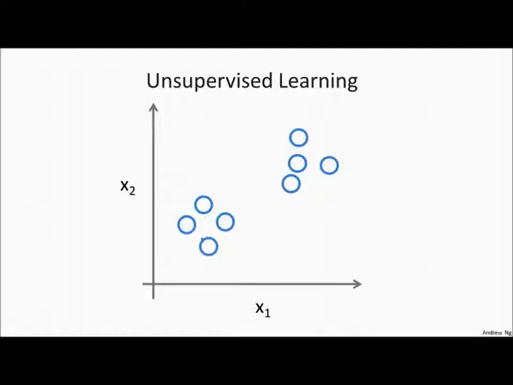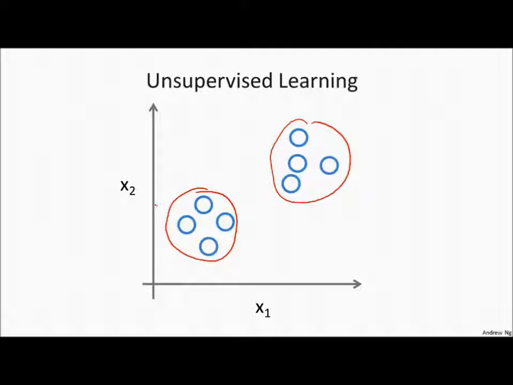Given this data set, an unsupervised learning algorithm might decide that the data lives in two different clusters. So there's one cluster, and there's a different cluster. The unsupervised learning algorithm may break this data into these two separate clusters. So this is called a clustering algorithm, and this turns out to be used in many places.